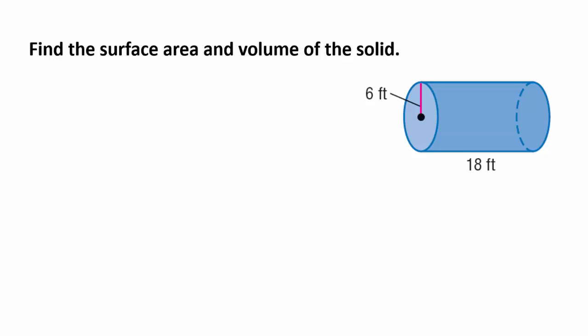Now let's get into some math. Let's go ahead and work with some numbers here and find the surface area and the volume of this solid. This solid is actually a cylinder, so I'm going to begin by writing the formula for the surface area of a cylinder, which we know is going to be, I'm going to use SA, surface area equals 2 pi r h plus 2 pi r squared.